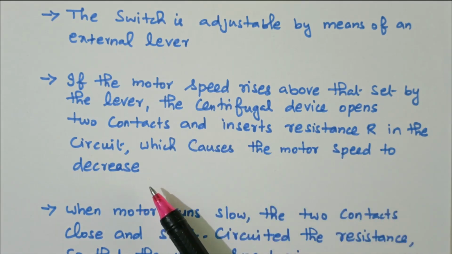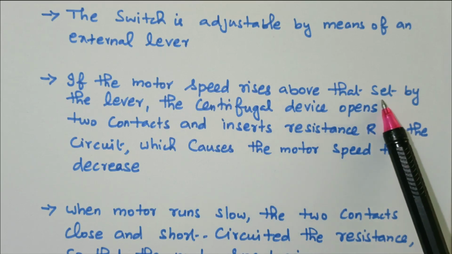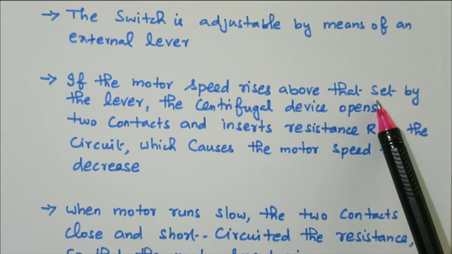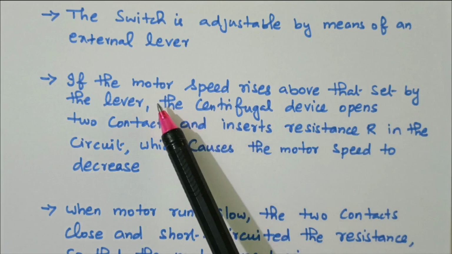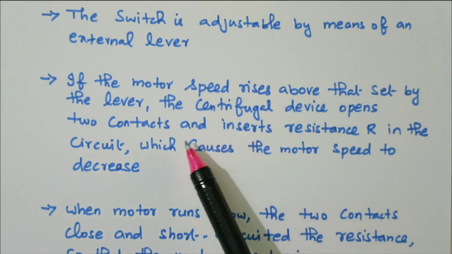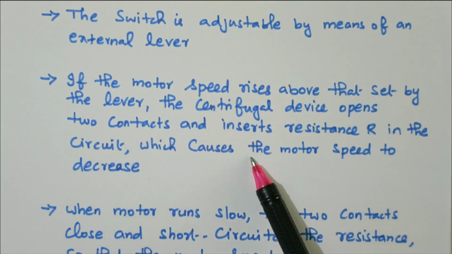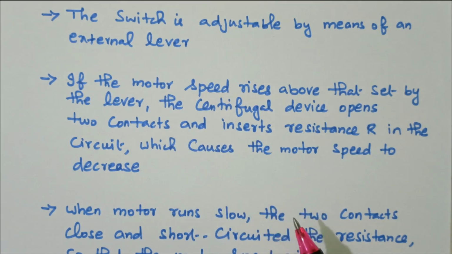It's the external lever that can be used to control the centrifugal switch manually, as well as the speed being set by the operator, so that it will check the speed. If it is more, automatically it will open the contact and insert the resistor, so that current flow will decrease, so the motor speed also decreases.